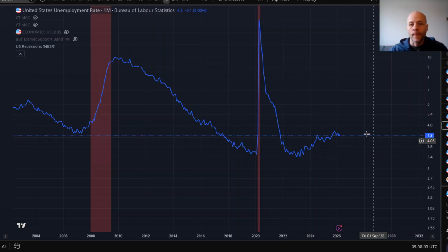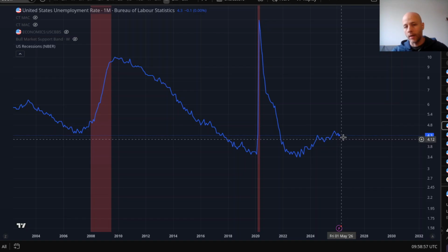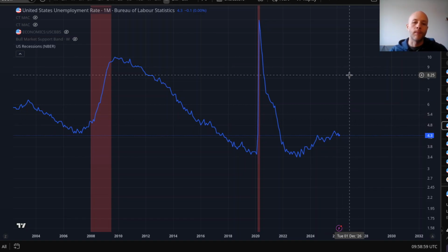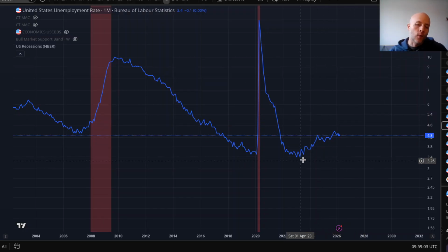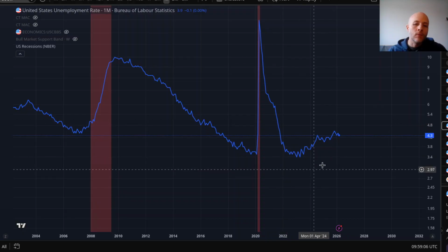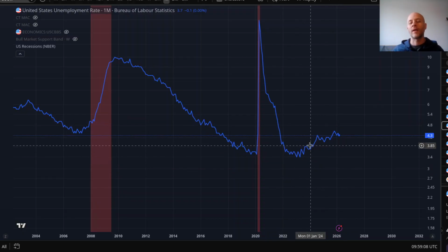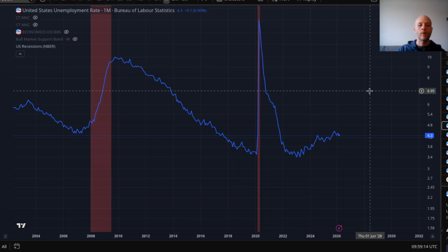I don't think that the code has been cracked. I think it's just a matter of time before we get that sudden parabolic move to the upside that would trigger an official recession. I think we're in a stagnation scenario, and that is true if you look at a lot of different metrics across the board. We're in a stagnation environment, if you will, in the United States.